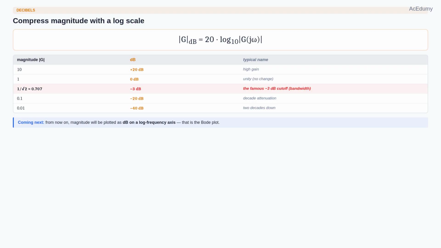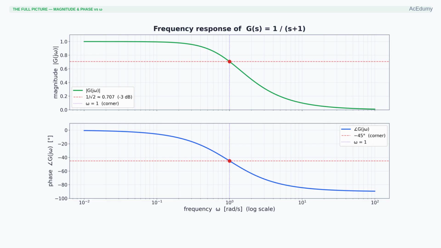And that minus 3 dB number is so famous it has its own name, the minus 3 dB cutoff frequency, the bandwidth. From now on, when we plot magnitude, we will plot it in dB on a log frequency axis. That is the Bode plot. Coming up next, the full picture.